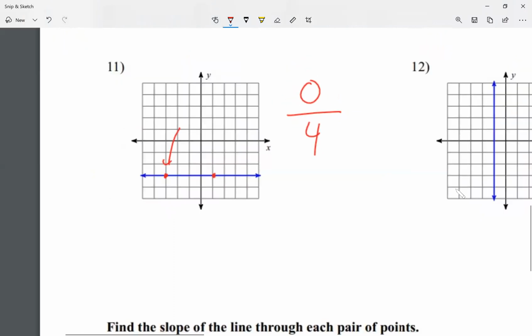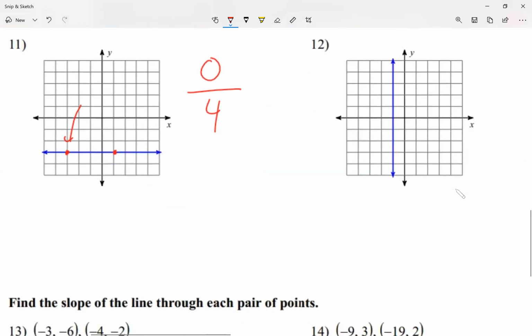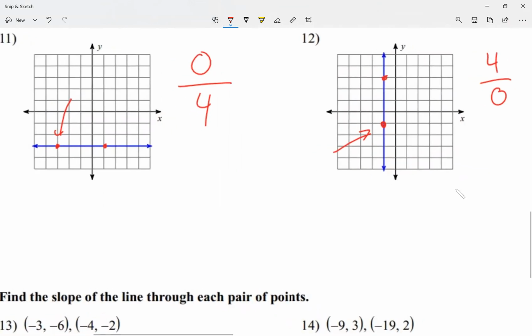Let me take a look at question number 12. Number 12, the 2 points that I'm going to choose are this one and this one. And I'm going to start traveling from this one. So it seems like I go, let's see, 1, 2, 3, 4 spaces. And then I move 0 sideways. So 4 over 0. So one of them is 0 over 4, the other one is 4 over 0. I want to look at the special cases.